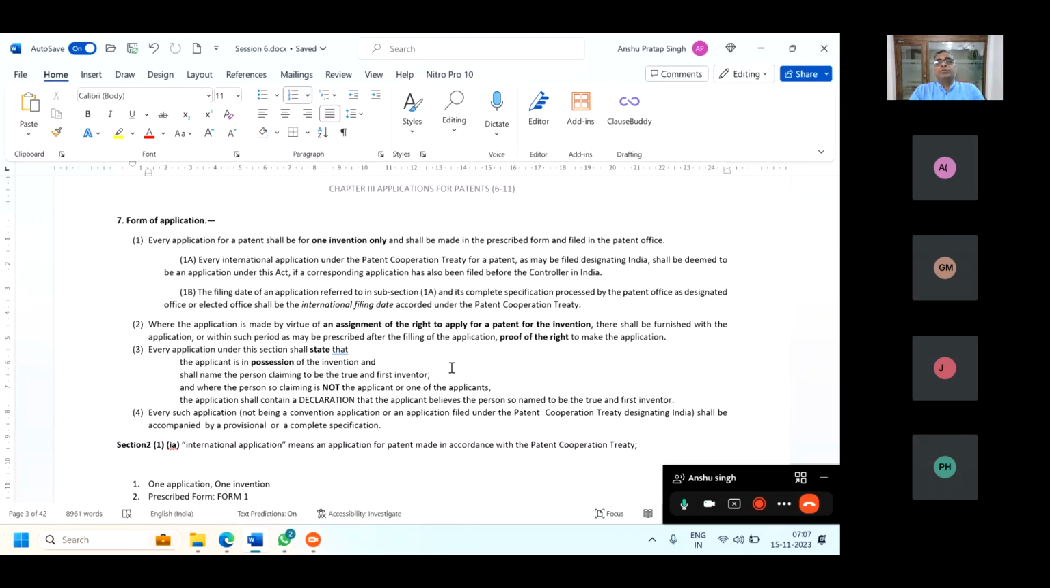Filing: we have understood that if there is an international application, then the international filing date will be the filing date for that application. And the right to file can be assigned, as we have discussed. If there is assignment, then a proof of right is also required. If the applicant is not the true and first inventor, then proof of right is also required to be submitted. And then there is a declaration with respect to the true and first inventor if the applicant is not the true and first inventor.